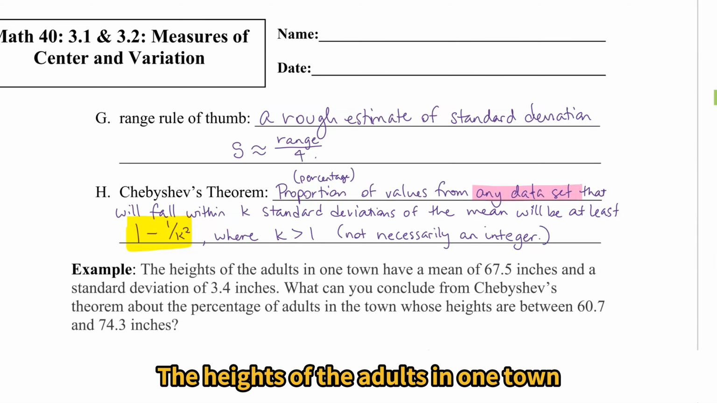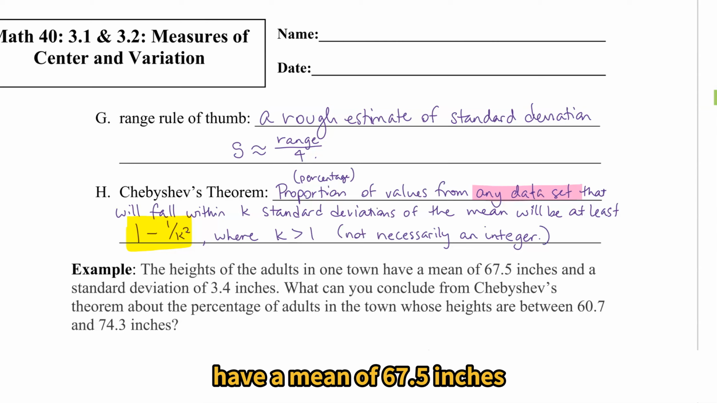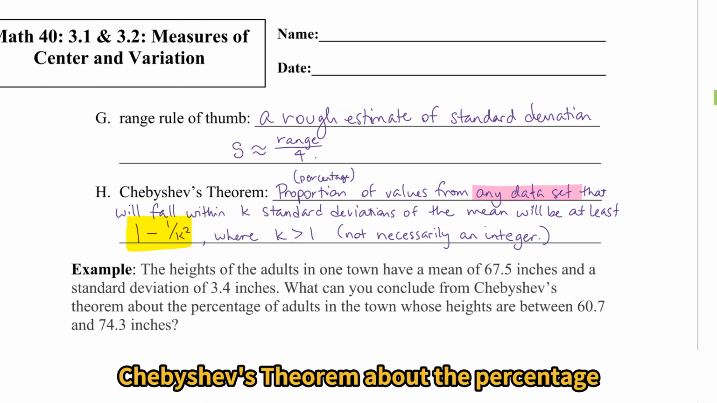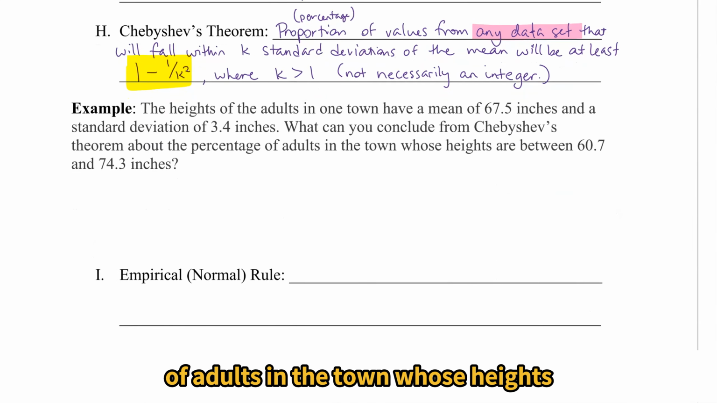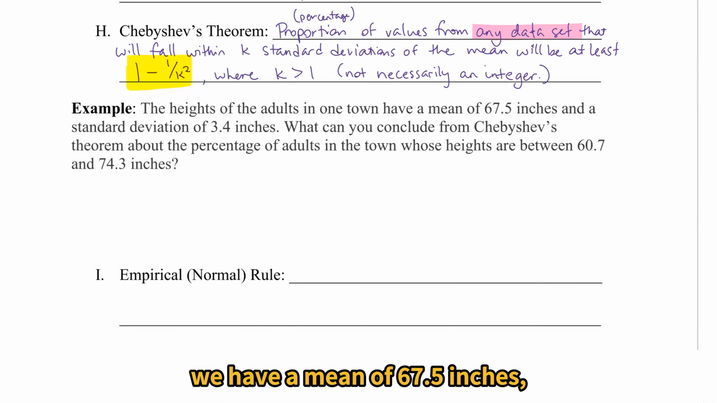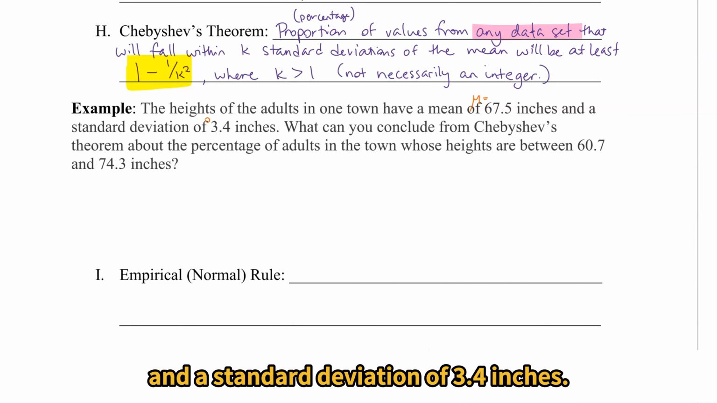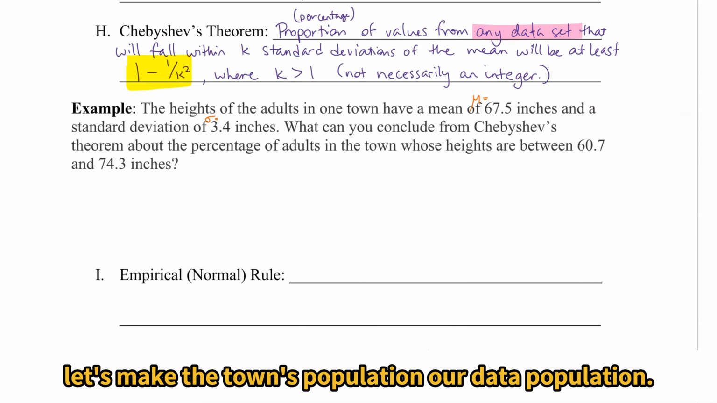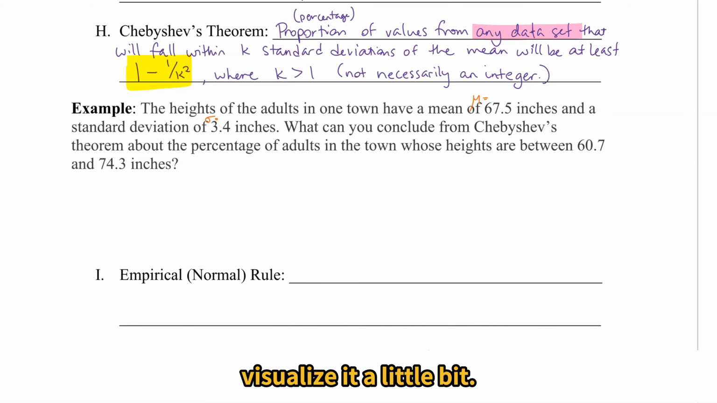The heights of the adults in one town have a mean of 67.5 inches and a standard deviation of 3.4 inches. What can you conclude from Chebychev's theorem about the percentage of adults in the town whose heights are between 60.7 and 74.3 inches? Some things that we know, we have a mean of 67.5 inches and a standard deviation of 3.4 inches. And since they say heights of the adults in one town, let's make the town's population our data population. So I'm going to draw a number line to help us visualize it a little bit.